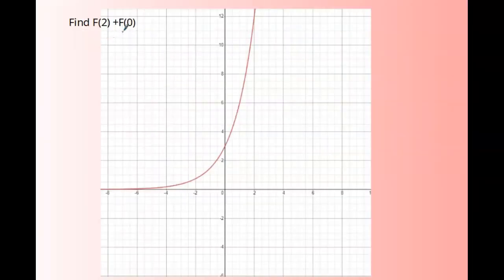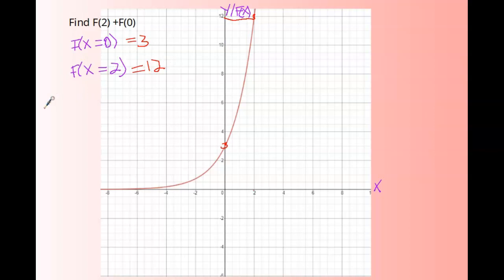So we want to find f of 2 plus f of 0. This is y, and y is the same as f of x, and this is the x here. f of 0 means x is equal to 0, and f of 2 means x is equal to 2. For f of 0, we trace it until we hit here, and it's midway between 4 and 2. That's 3, so f of 0 is 3. For f of 2, we go along vertically until we hit the curve, and trace all the way across, which is 12. Therefore, f of 2 plus f of 0 is equal to 12 plus 3, and that gives us 15.